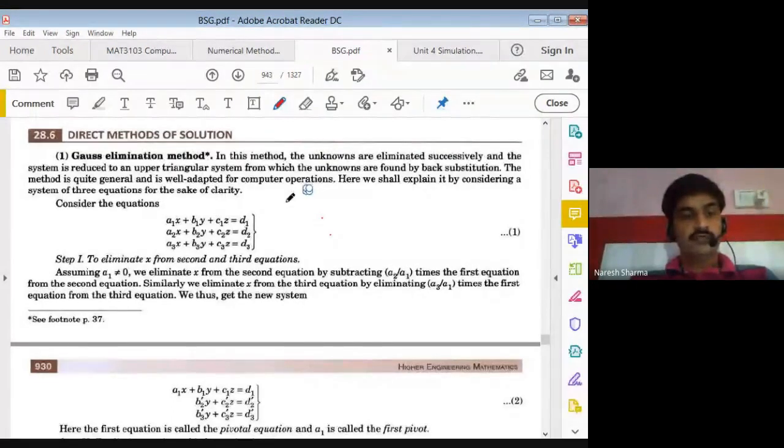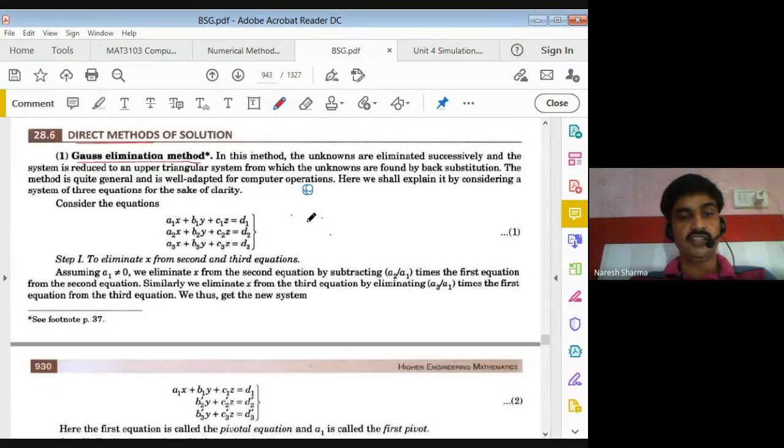So the next method to solve your system of equations is by using direct methods. One of the direct methods is Gauss's elimination method. If we have the system of equations, that is a1x plus b1y plus c1z is equal to d1. The second equation is a2x plus b2y plus c2z is equal to d2. And similarly, the third equation a3x plus b3y plus c3z is equal to d3.